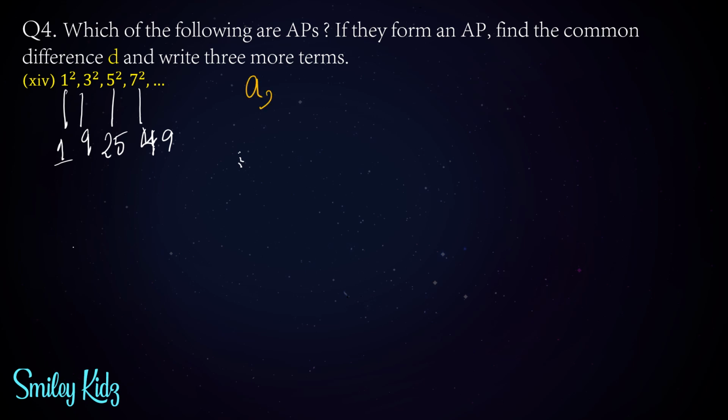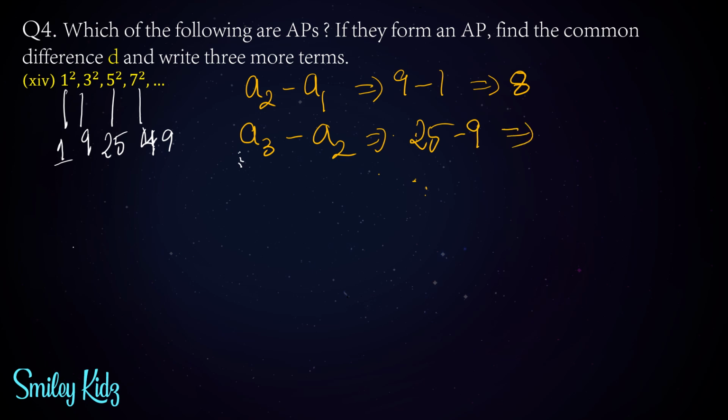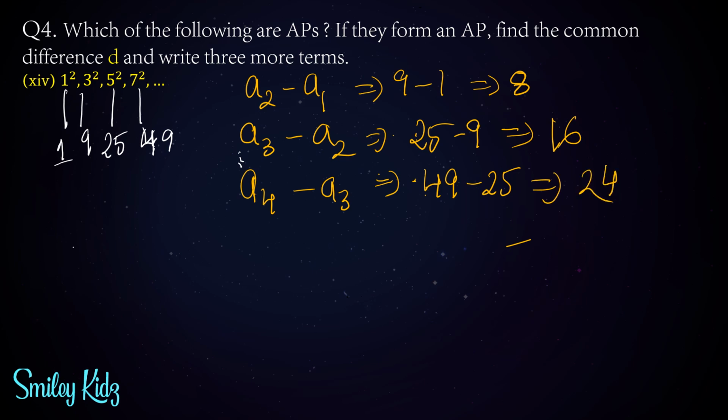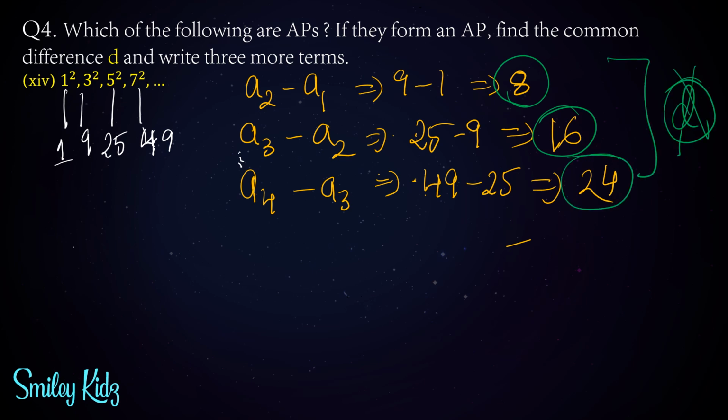A2 minus A1, which is equal to 9 minus 1, which is 8, isn't it? Then A3 minus A2, which is equal to 25 minus 9, and 25 minus 9 will give you 16. Then A4 minus A3, which is equal to 49 minus 25, which is equal to 24, isn't it? Now have a look at the common differences. Are they same? No. Since the common differences are not same, the given set of numbers is not an AP.